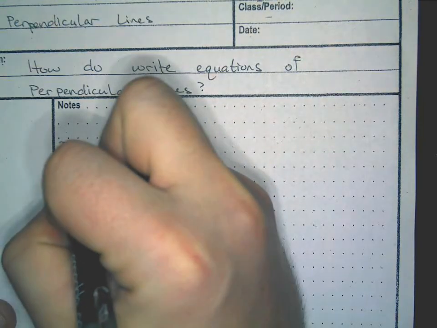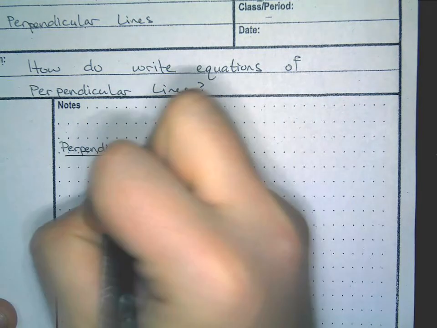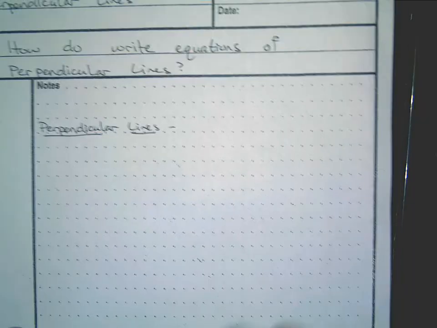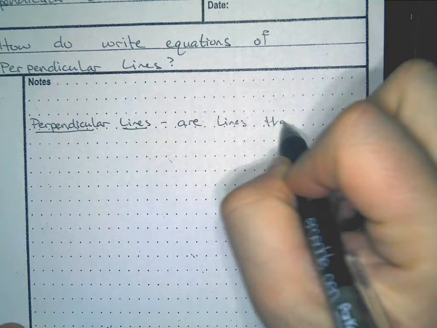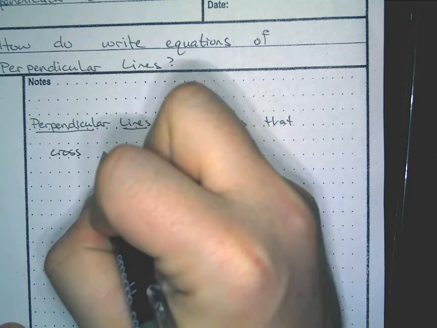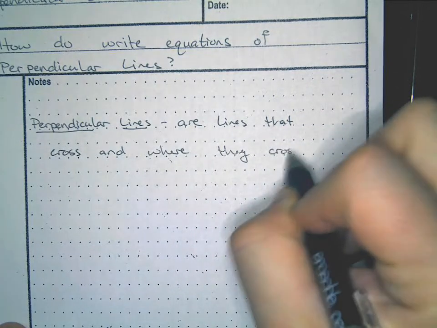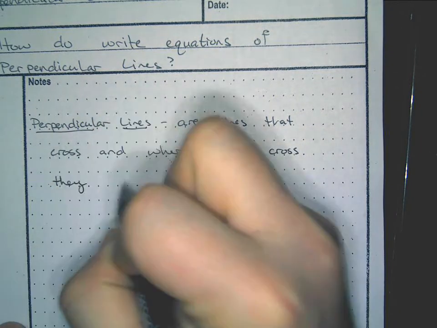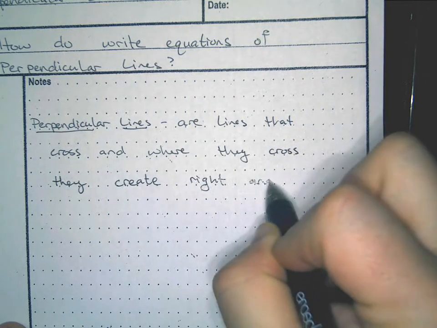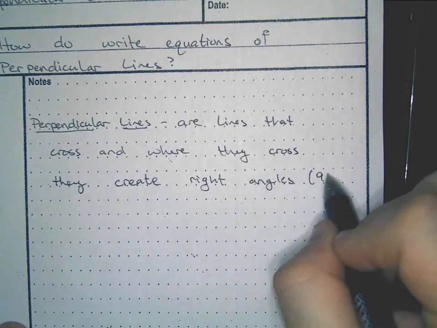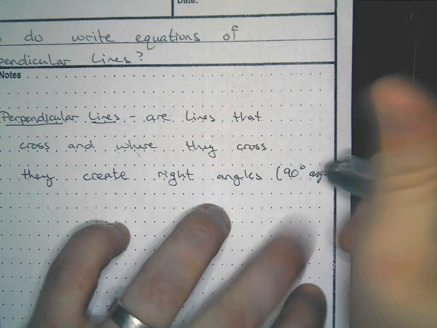So perpendicular lines are lines that cross, and where they cross, they create right angles, 90-degree angles.